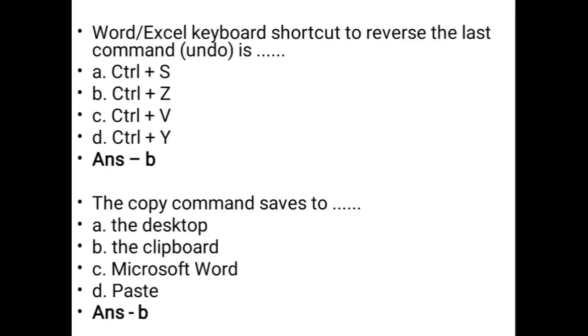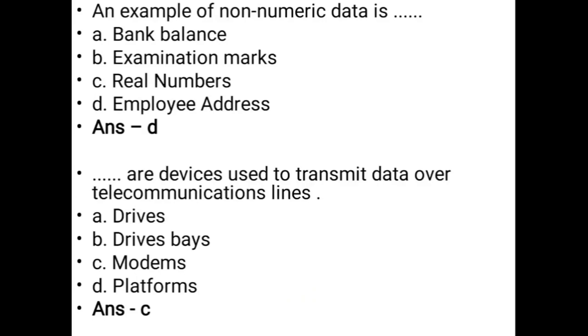Excel keyboard shortcut to reverse the last command, that is undo, is dash. Shortcut for doing undo is dash. Answer B, Control Z. The copy command saves to dash. Answer B, the clipboard. An example of non-numeric data is dash.